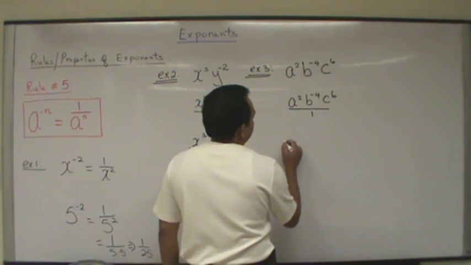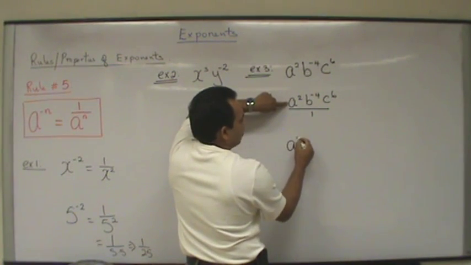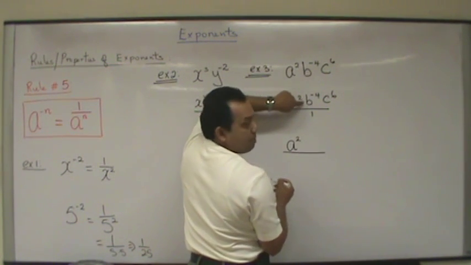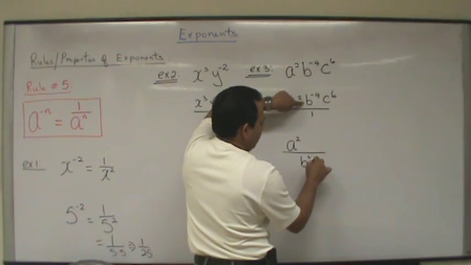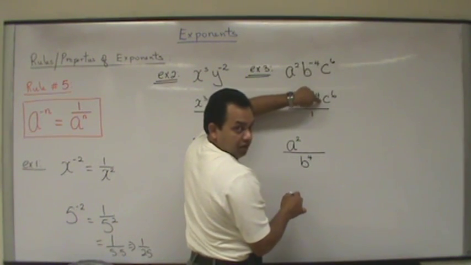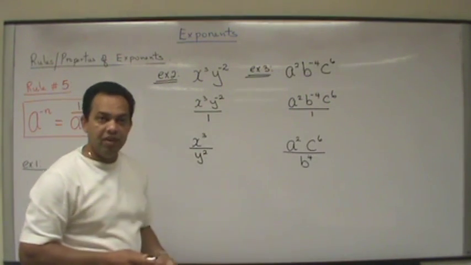And then I inspect each letter individually. A has a positive exponent, so that will stay in the top. B is negative in the top, so bringing it to the bottom makes it positive. C is positive in the top, so it stays where it is. And that's my simplification.